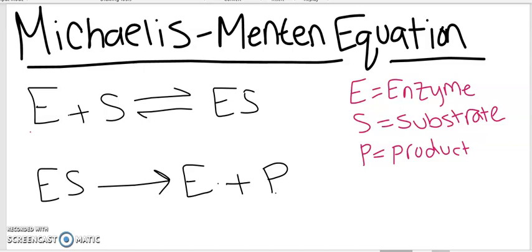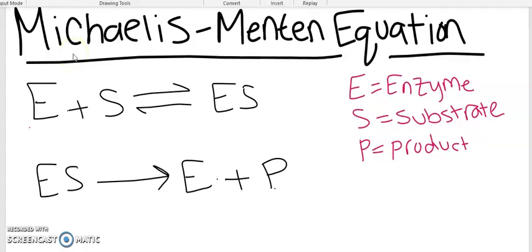So the Michaelis-Menten equation describes the variation of enzyme activity as a function of substrate concentration. So to start off, I'll explain the simple model of enzyme action.